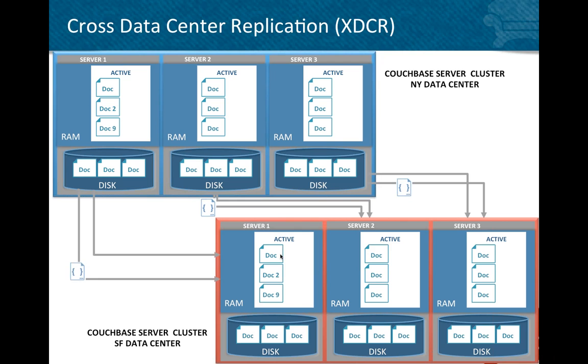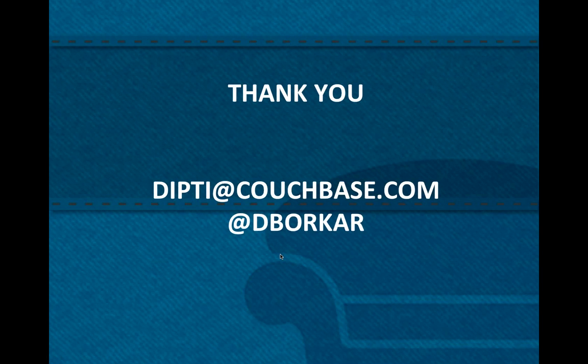We also have cross data center replication, which allows you to do unidirectional or bidirectional data transfers across clusters. The topologies do not need to match. In this case, just to keep it simple, I have 3 nodes on both sides, but you could have 5 on one and 7 on the other, depending on your workload and your characteristics and so on.